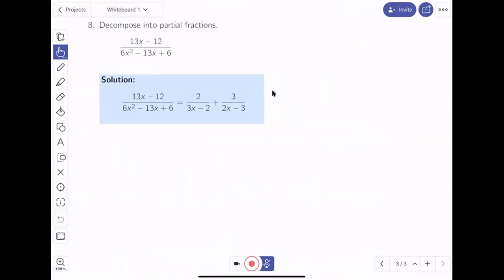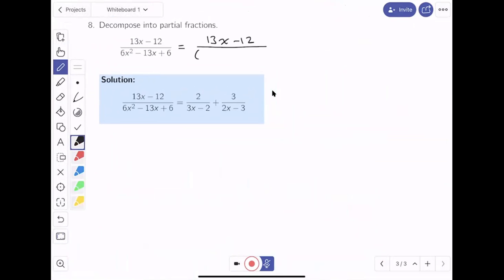Okay. Let's take a look at it. The first thing I would do is just simply factor the bottom if possible. Let's just look at that. I'm going to say 3x and 2x, 3 and 2 minus minus. Let's just check it. What does that give me? 6x squared minus 9x minus 4x minus 13x. I do get plus 6.